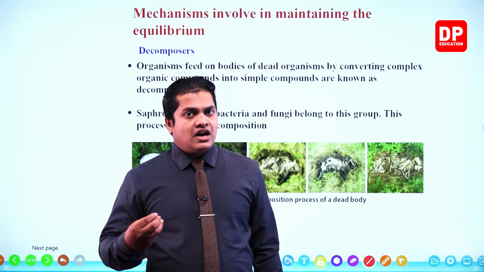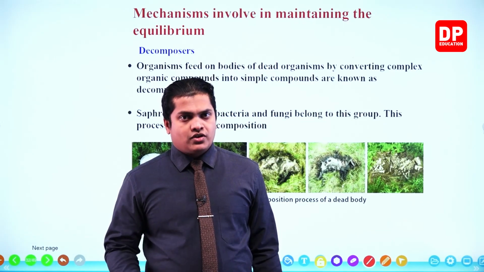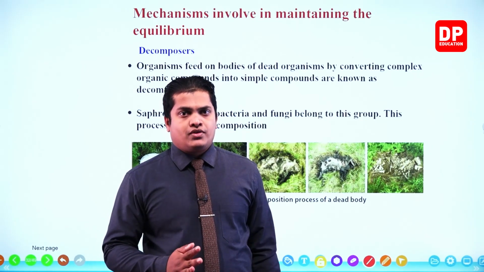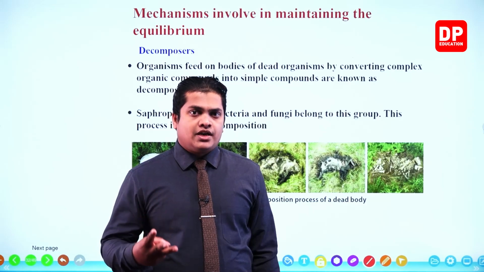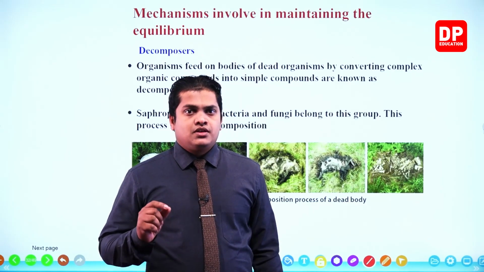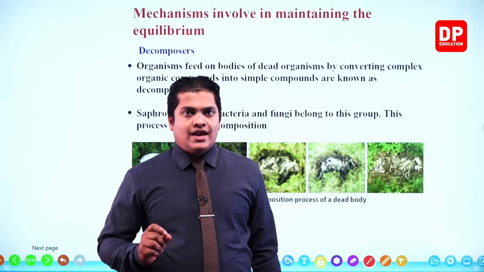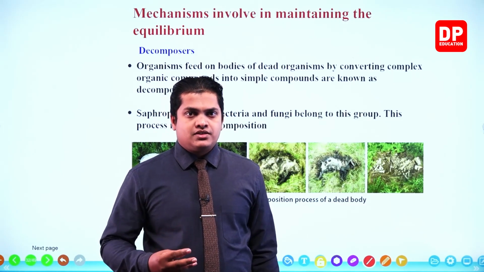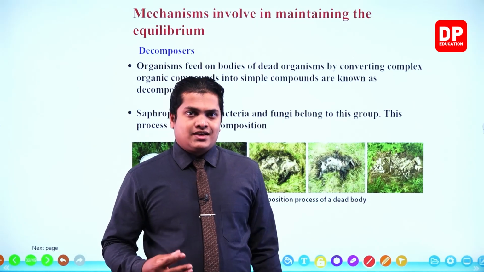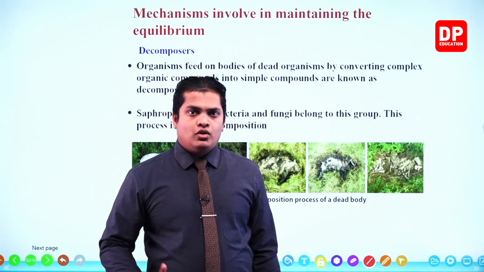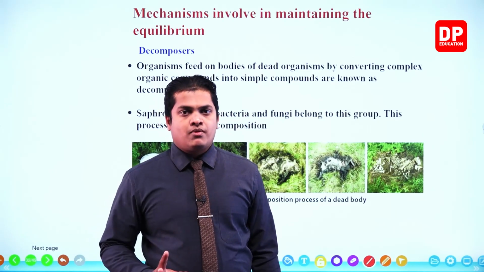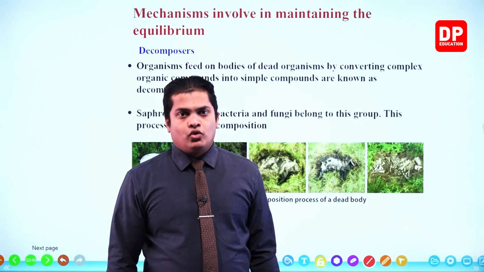After that we studied the heterotrophic organisms. These organisms depend on autotrophic organisms. There are three types of heterotrophic organisms: primary, secondary, and tertiary consumers. Usually a primary consumer is a herbivore. A secondary consumer can be a carnivore or omnivore. The third one also can be a carnivore or omnivore, most probably a carnivore.